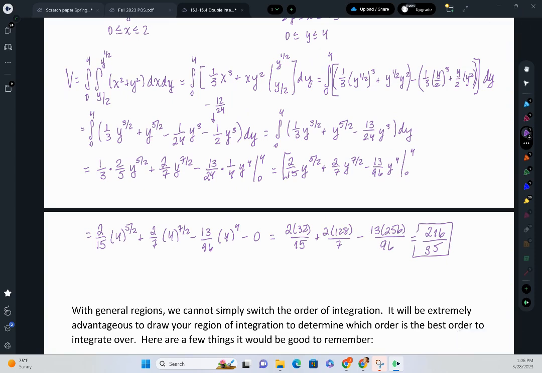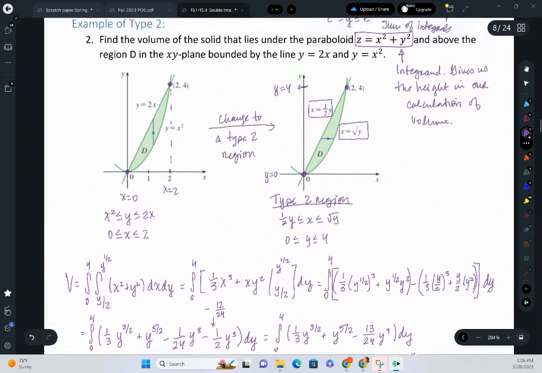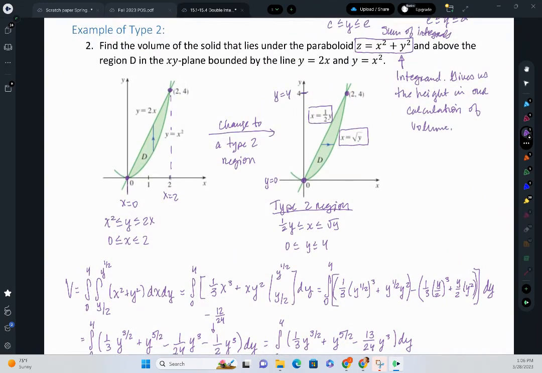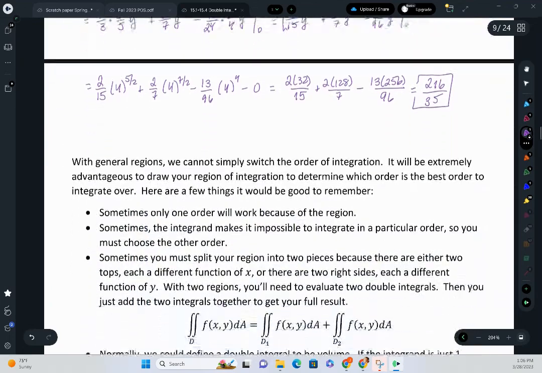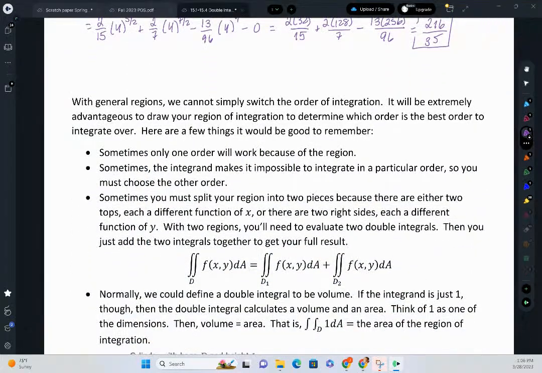Okay, so that is the volume that is contained if we restrict our domain to this region that's being drawn, and then we calculate the area of that and multiply it by the height of the paraboloid z equals x squared plus y squared over that region. Okay, so there are a few things to go over here.